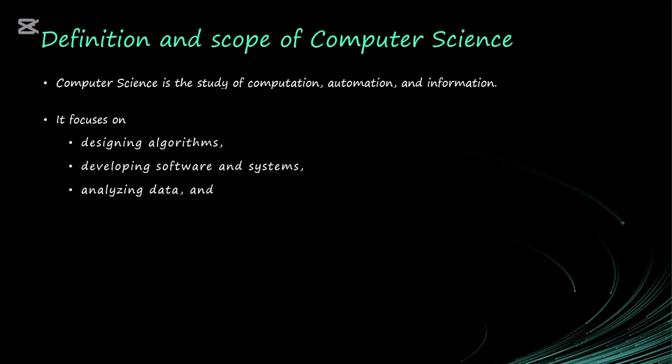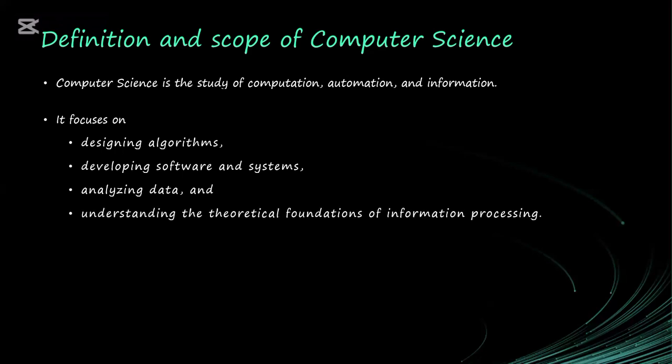We focus on analyzing data. When it comes to data analysts, they take in data and they analyze it. So the computer analyzes the data you give it. Computer science also focuses on analyzing data and understanding the theoretical foundations of information processing. I know this might be a lot. I'm trying my best to explain as much as I can, but it's not as hard as you might think. Basically, computer science is just the study of computation, automation, and information. There are more definitions that we can see later, but it focuses on designing algorithms.